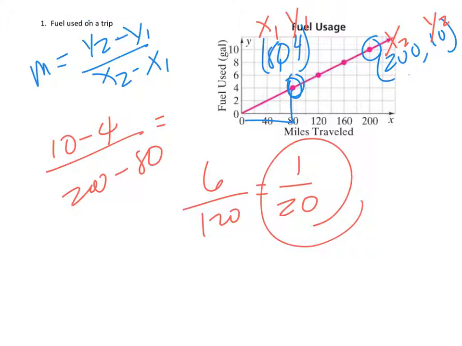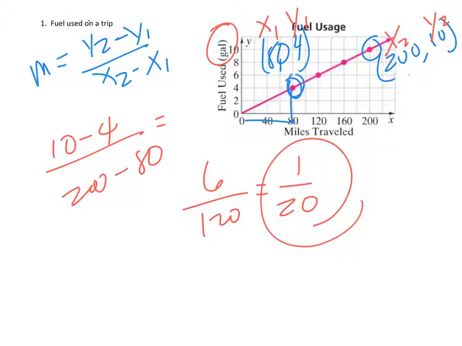1 over 20. So the first part, again, is find the slope. So you did that. Describe what that means. That means, remember the y's on top is gallons of fuel. That means for every gallon of gas I use, it says gallons right there, I get to go 20 miles. Now we're used to hearing it the other way around, like 20 miles per gallon kind of thing.